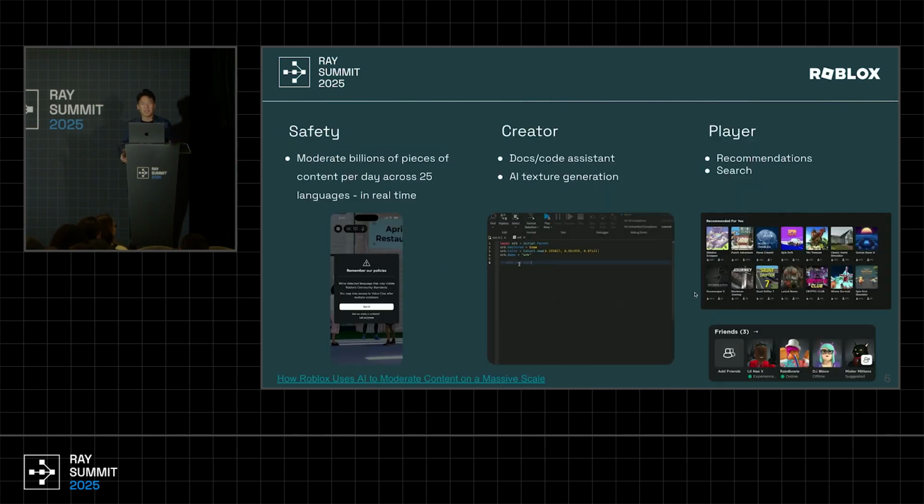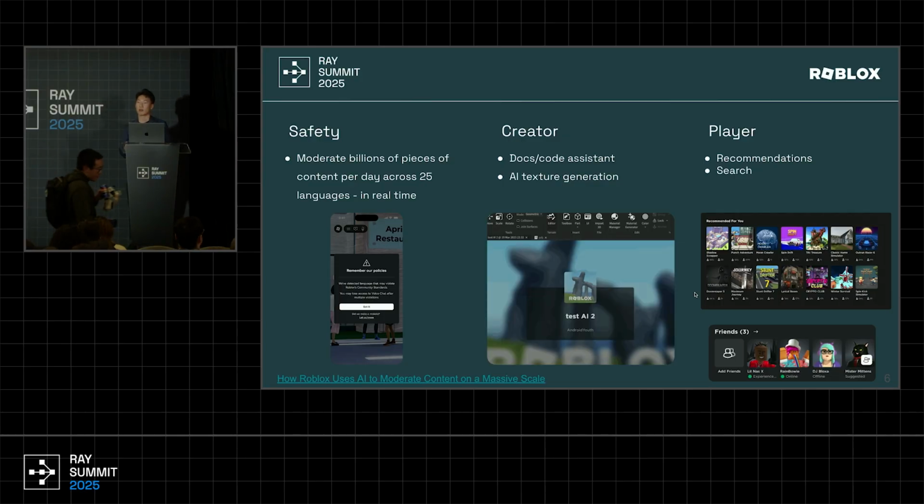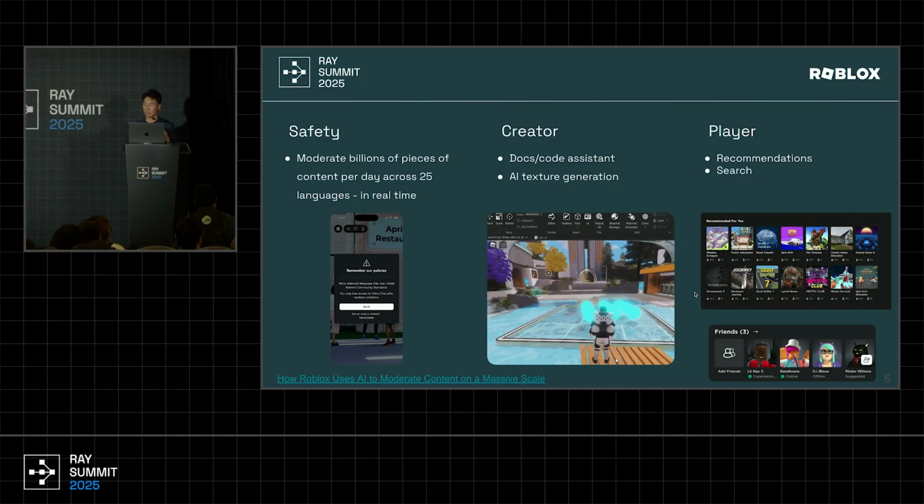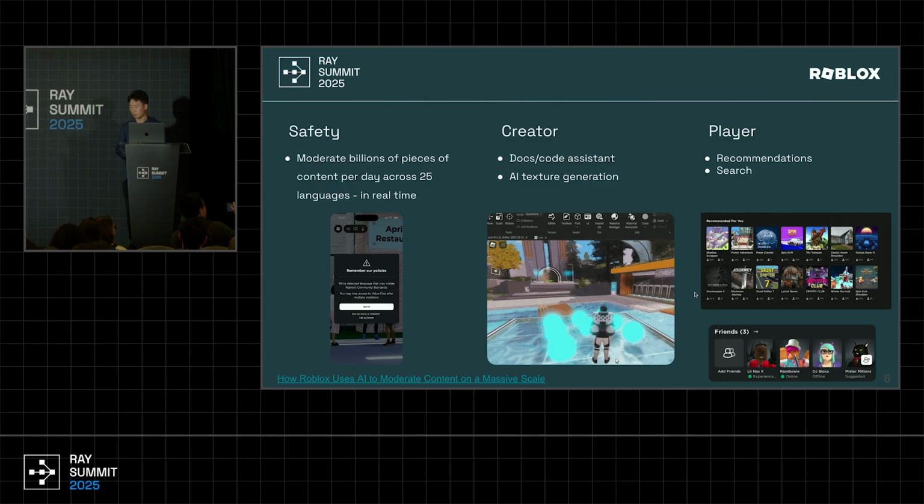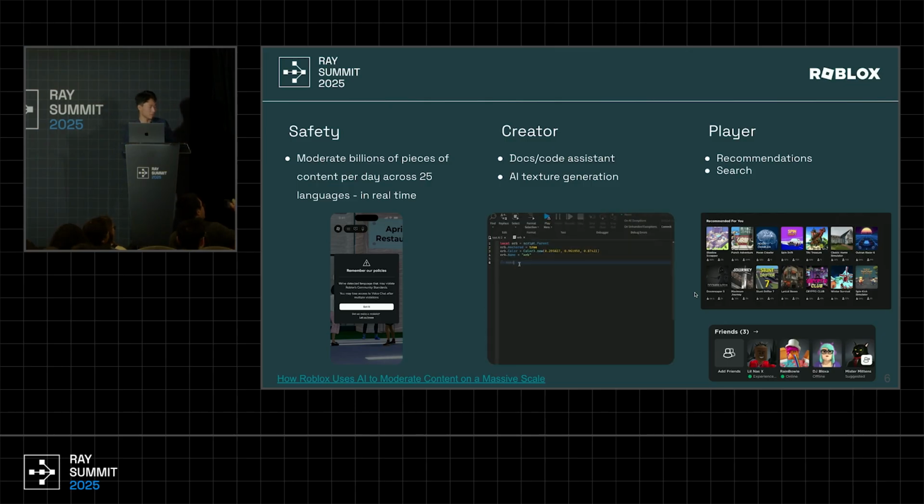So you may be asking, why does Roblox need ML? And we get this question a lot, but there's actually a lot of interesting use cases. First and foremost, safety is core to everything we do. So we have a model that moderates billions of pieces of content per day across 25 languages, all in real time. We also embed AI as a partner for our creators, so we have code assistants and also AI texture generation. And finally, I'm sure you saw this coming, we use AI for search and recommendations for our players.